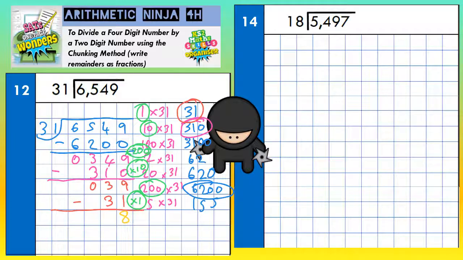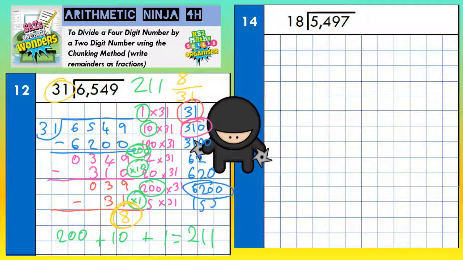So it's time to count up our chunks. We've got a chunk of 200 plus 10 plus 1. That all adds up to 211. So our final answer is 211. But this 8 is a remainder, so it's remainder 8. And because we're dividing by 31, that 8 is also divided by 31. So your final answer is 211 and 8/31.